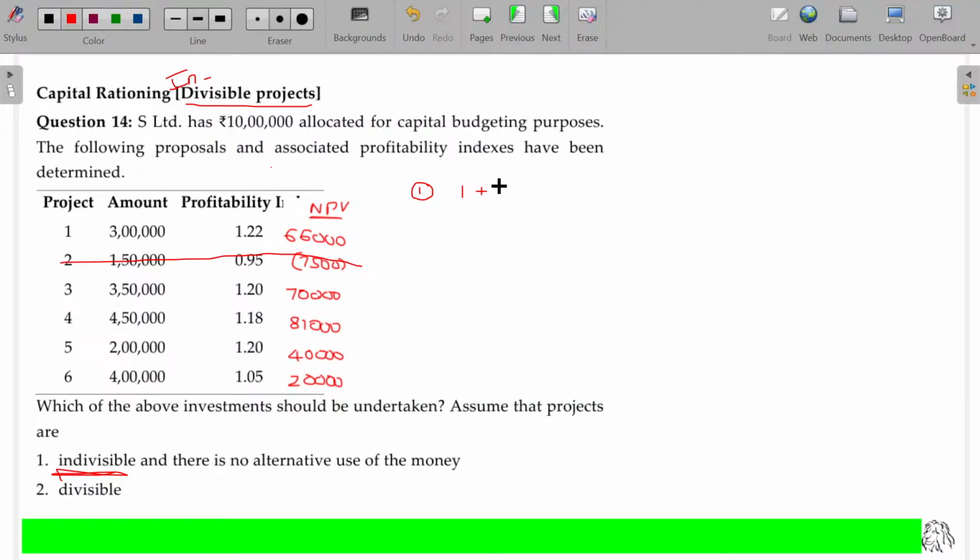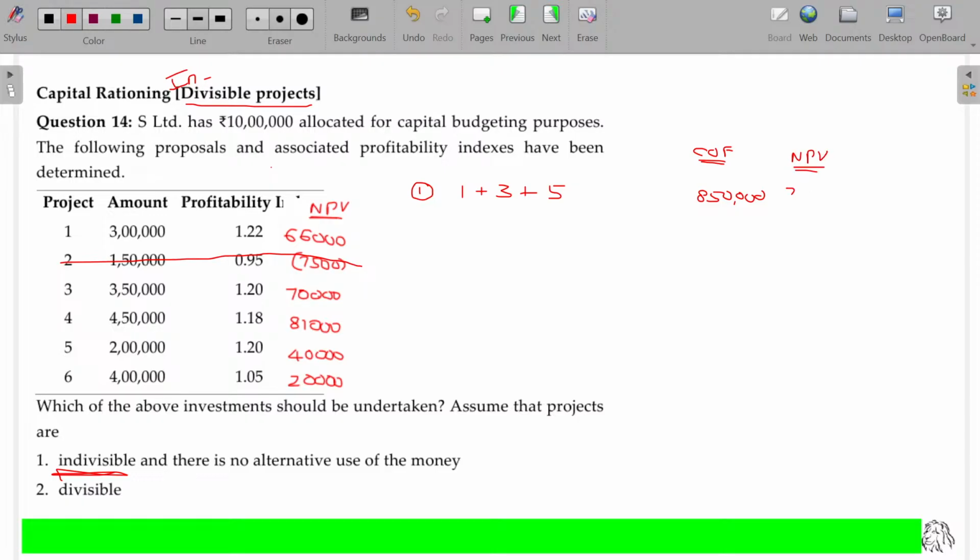So the 1st and 3rd projects: 6.5 lakhs already spent. The 4th one needs 4.5 lakhs, but I don't have the money, so I have to choose only the 5th one. So overall cash outflow in this option is how much? Come on. 3 plus 2, 8.5 lakhs I spent. What about the NPV for this chosen combination?